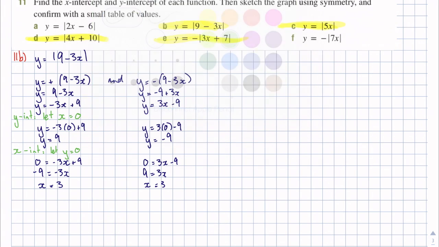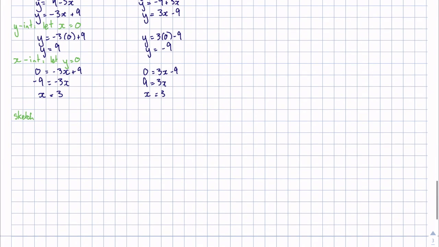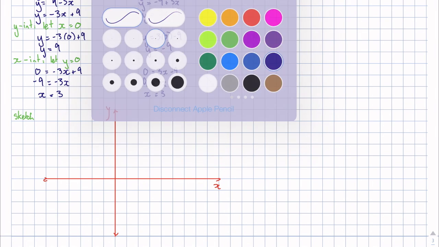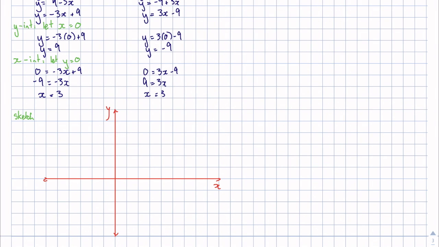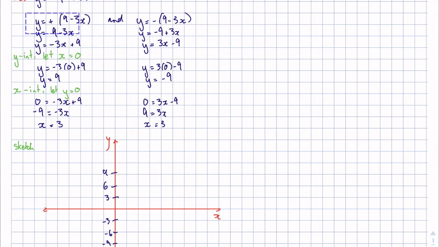So, now let's sketch. I'm going to sketch both of these, and then I'm going to show you what to do. Okay, y, x, and I'm just going to mark 3, 6, 9, minus 3, minus 6, minus 9. Now, the first equation I'm going to do in purple, and I'm going to change it to be purple.